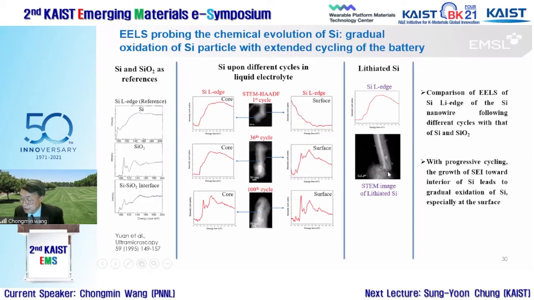So some people ask how the lithiated silicon looks like. So we take a silicon nanowire, pump lithium in there. That's kind of lithiated silicon in here. You can see we captured the lithiated silicon. You can see the silicon edge in the EELS looks much similar to the silicon edge in here as well. So what we observe, we have very solid silicon that is gradually oxidized.